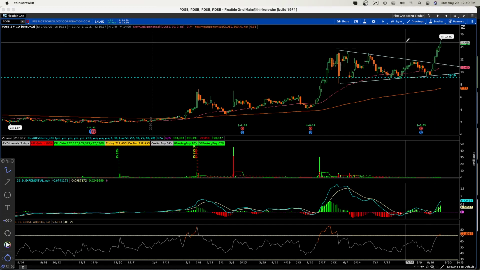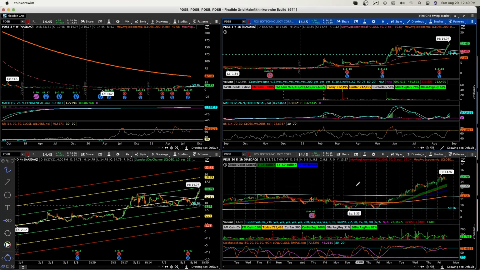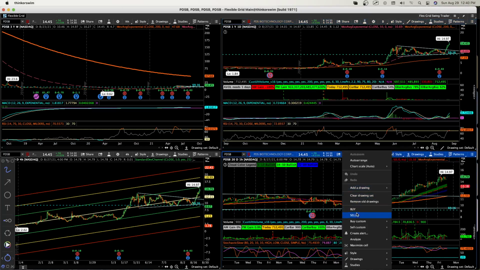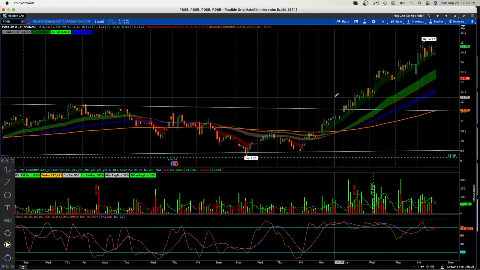Okay, so let's take a look at the hourly chart where we would actually take the trade. So here's our hourly chart. Let's maximize this and see what's going on on the hourly chart. So where do we break that trend line support?